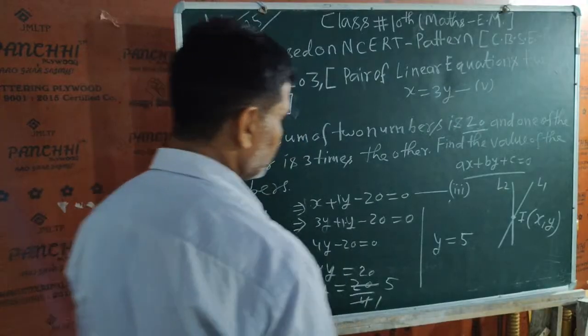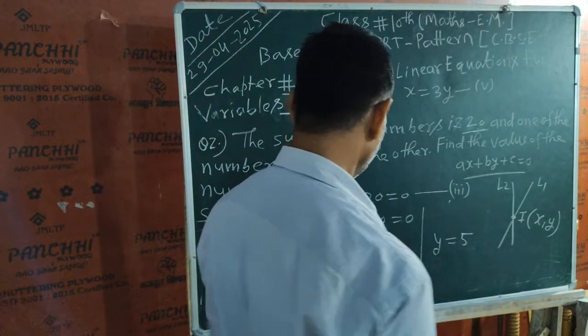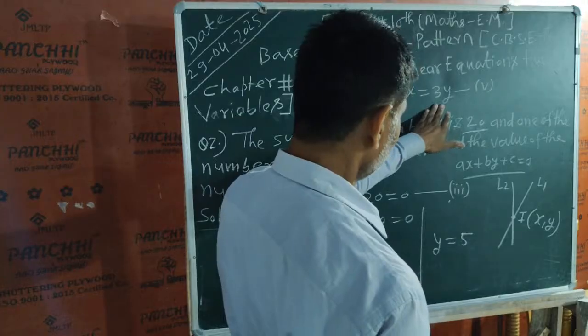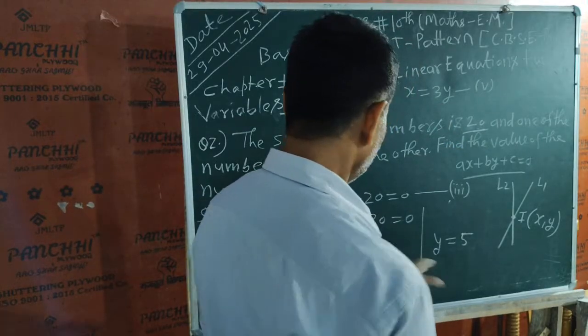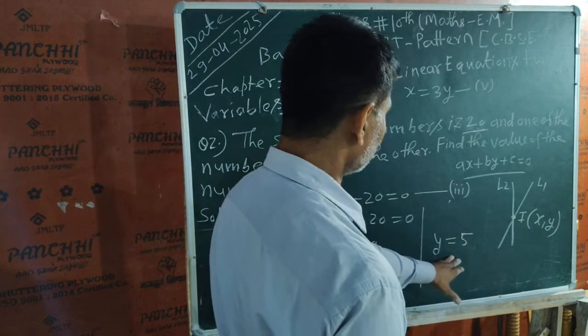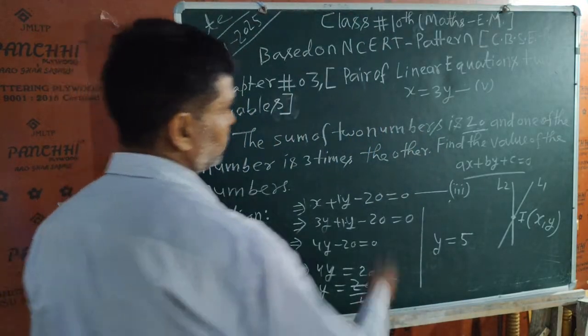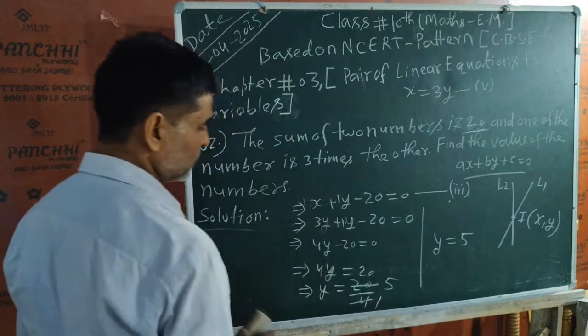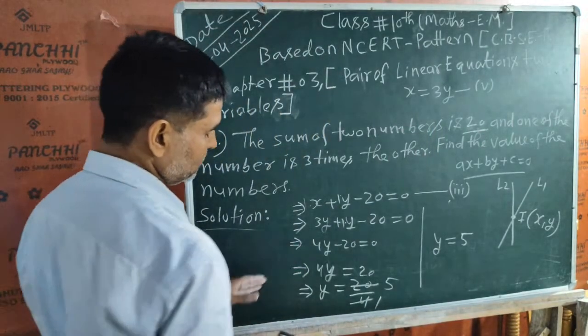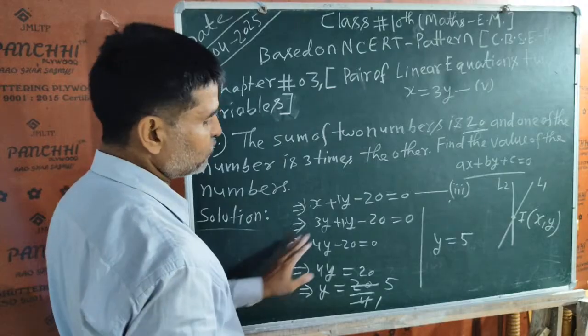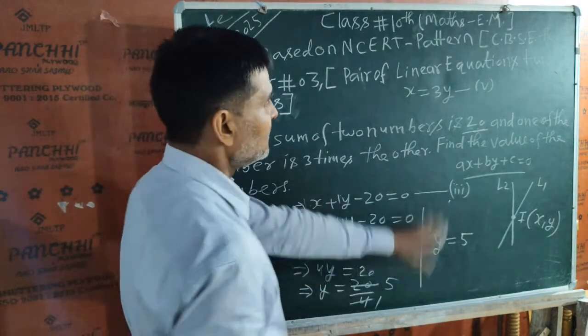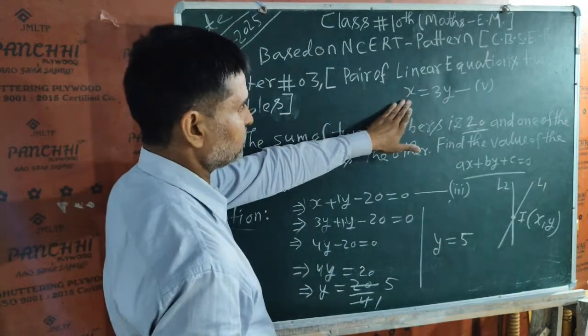Here I have got the value of y, which is equal to 5. Now here I am getting the value of y, not the value of x. So I have got the value of y, that is 5. So I will get the value of x from equation number 5. Okay, student. So here I am going to erase this one, and again I will write one statement: putting the value of y in equation 5, and then we get the value of x.